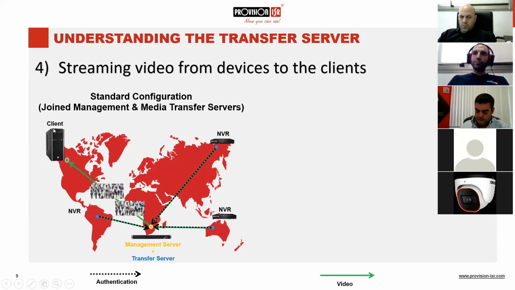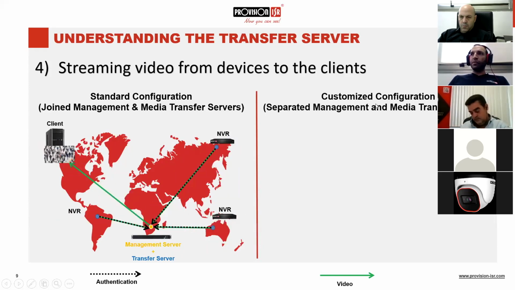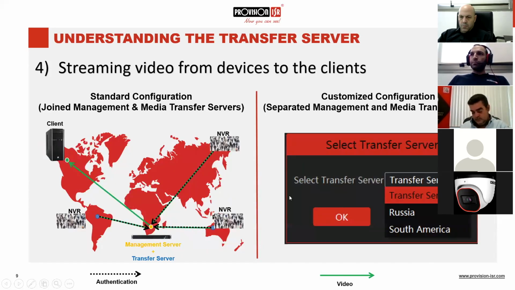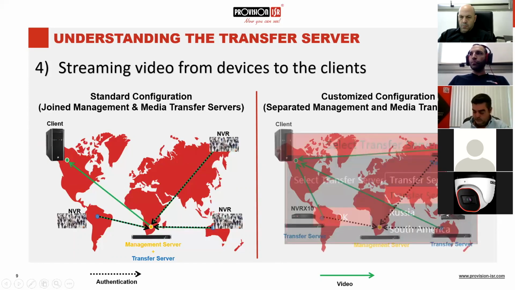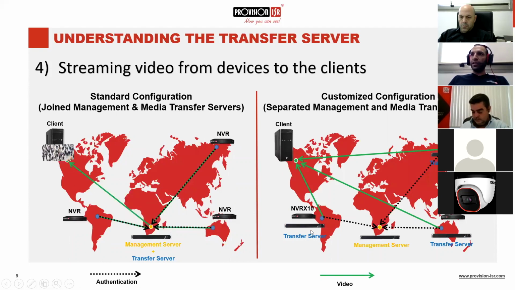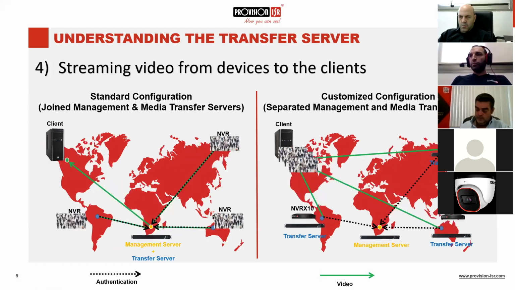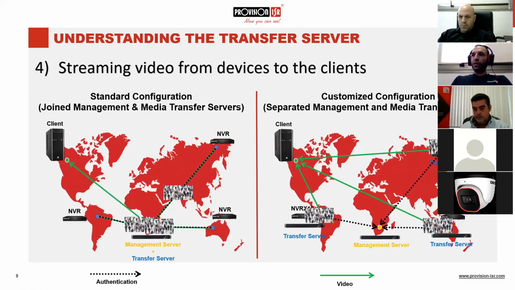If we want to avoid this situation, or we want to route the video in a different way, what we need to do is customize the configuration. We can add transfer servers. So I added a transfer server in Russia. I added a transfer server in South America. And now you can see the transfer servers are here. Now when I want to view the video, it will go from the transfer server directly to the client. So now it will look something like this, which is much more efficient when it comes to bandwidth and network management.